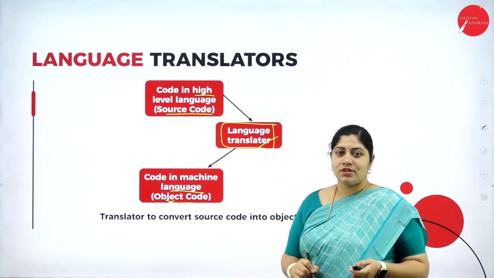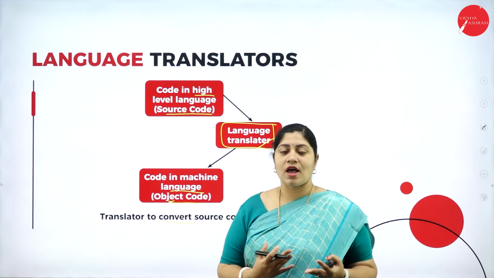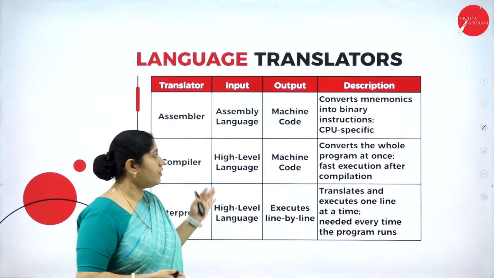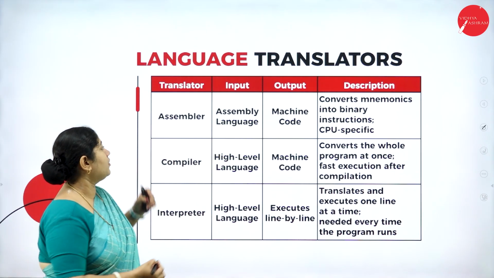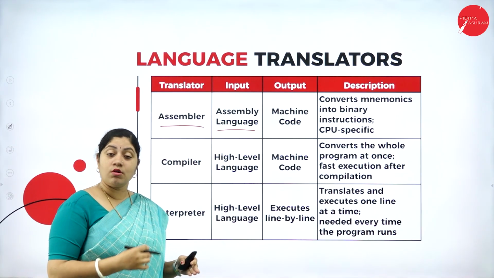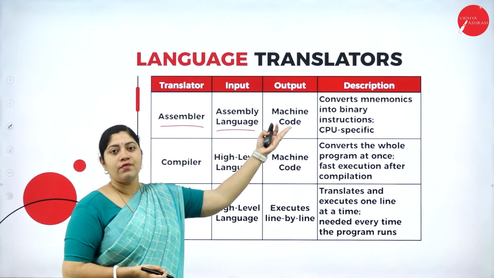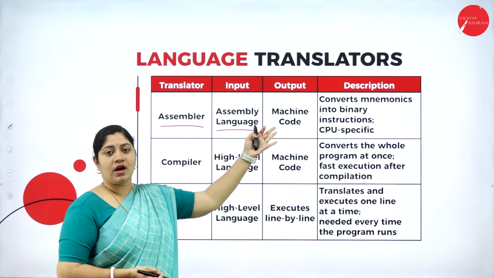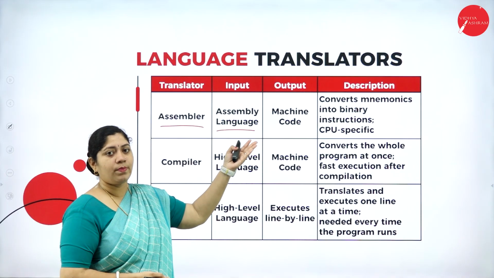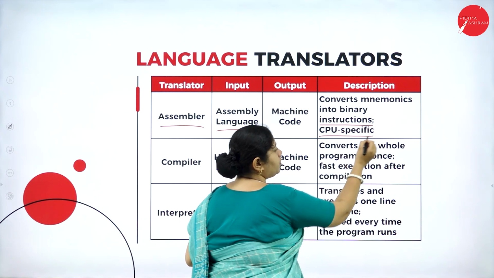Clear? So now let's understand what are the different types of language translators available. We do have three different types of language translators. The first one is an assembler. The input to the assembler is the assembly language, and the output we get from this assembler is machine code. Over here we can say the mnemonics which are described under the assembly language code are converted into the binary code or the binary instructions which are CPU specific.